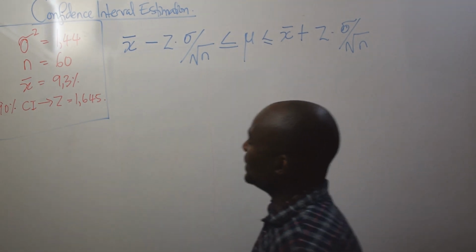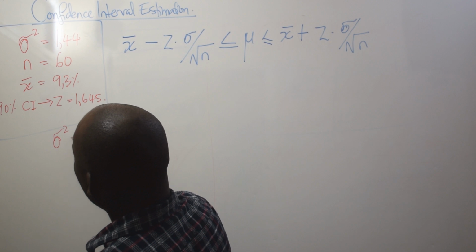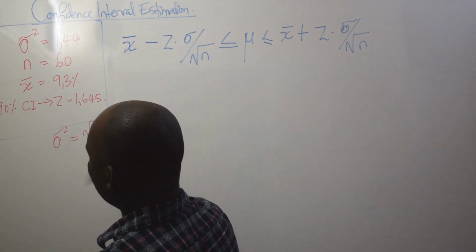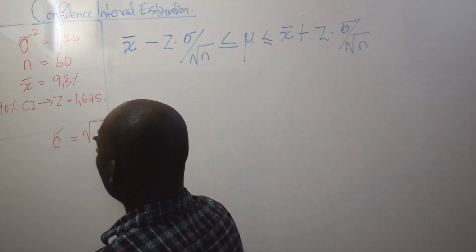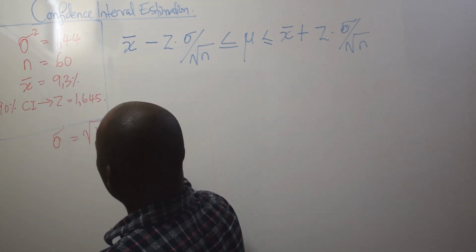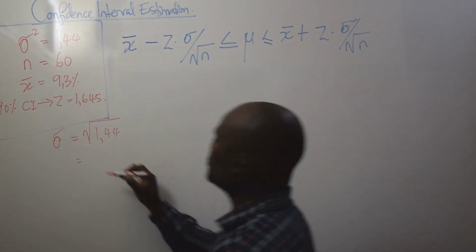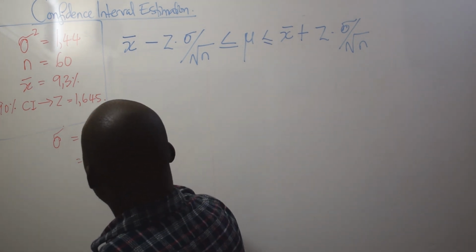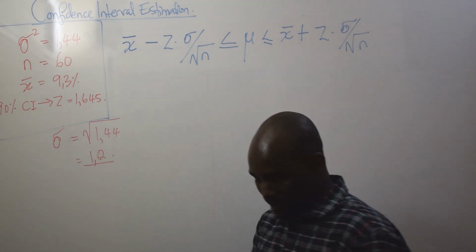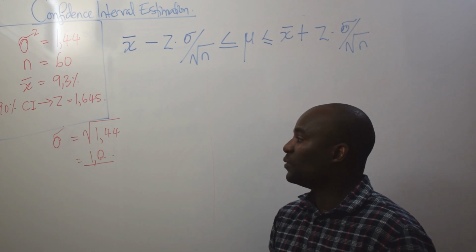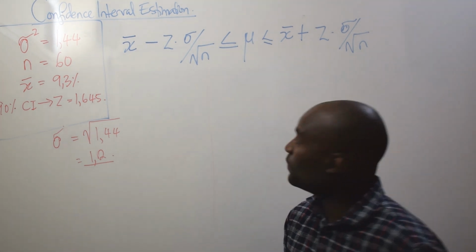So how do you convert the sigma? Simply take sigma squared and find the square root of it. It will give you your sigma. So sigma is equal to the square root of sigma squared, which is 1.44, and the square root of 1.44 will give you 1.2. Of course, you can use your calculator. 1.2 is the population standard deviation. So now we are ready to rock and roll.